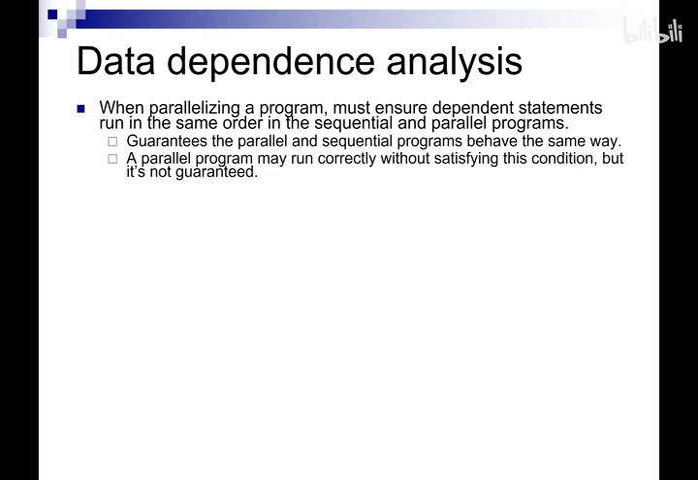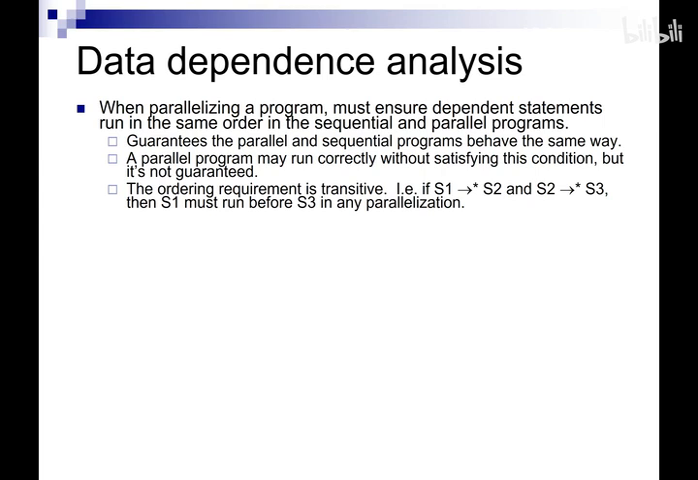If you don't satisfy this condition, then when you run your program, sometimes you might get the correct behavior, but this is not guaranteed. So we want a completely solid guarantee that we have correct behavior when you parallelize. The parallel program must maintain the same dependencies as the original sequential program.